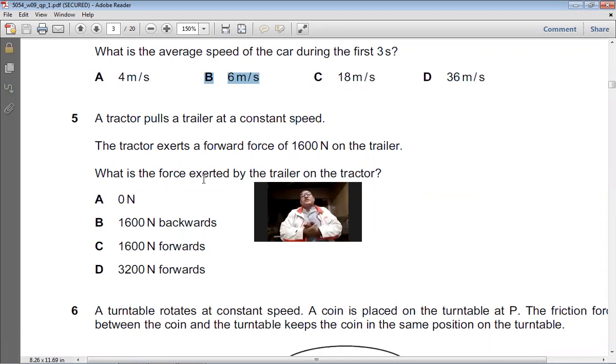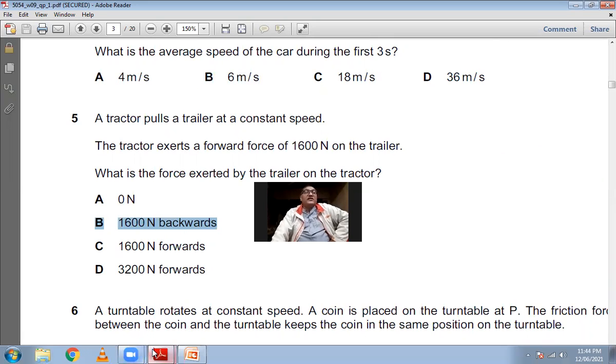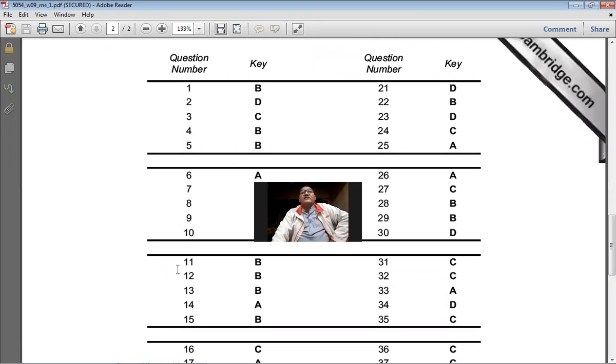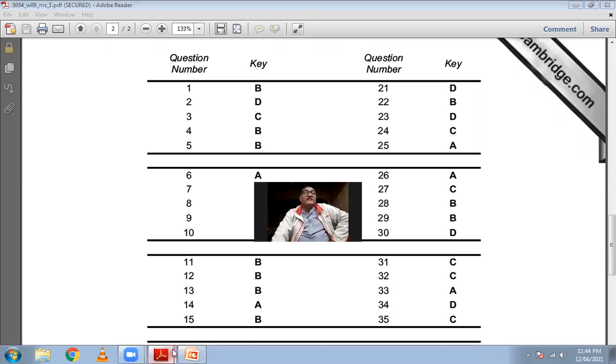Because it's moving with constant speed, the backward and forward forces are equal to each other. So if the tractor has applied a 1600 Newton force on the trailer, the trailer will apply a force of the same magnitude, and the force applied by the trailer on the tractor will be 1600 Newton, in the backward direction. I think B is the right choice. Question number 5, B is the right choice.